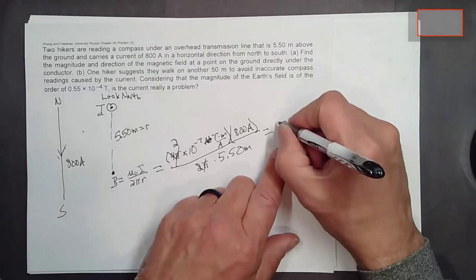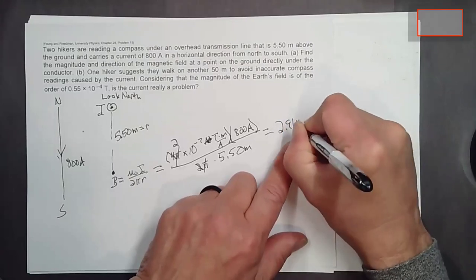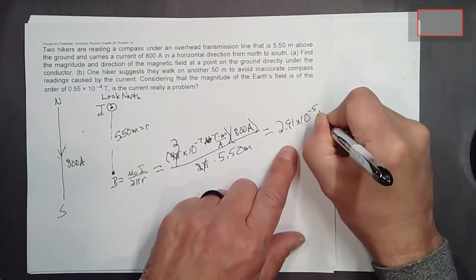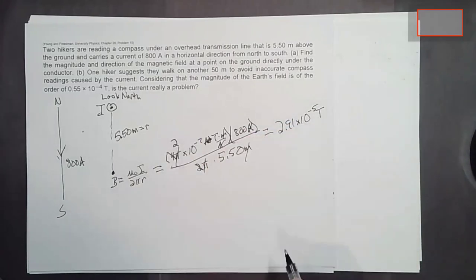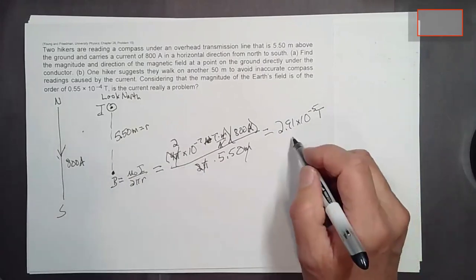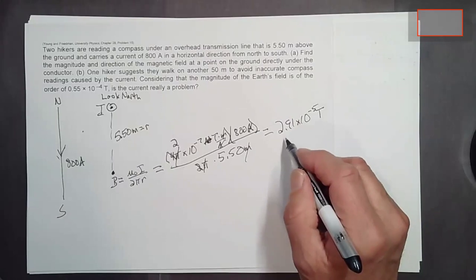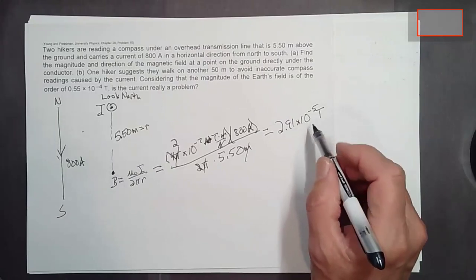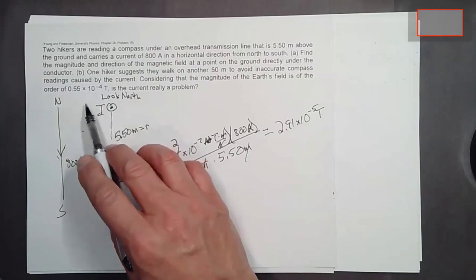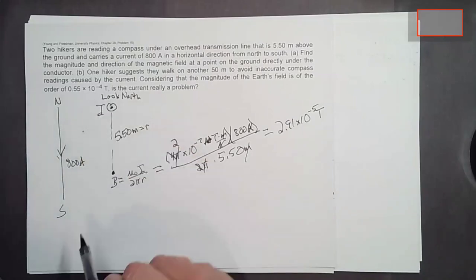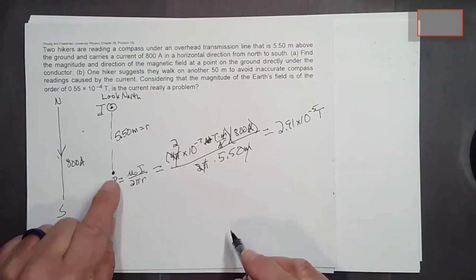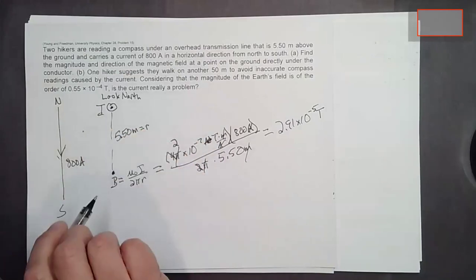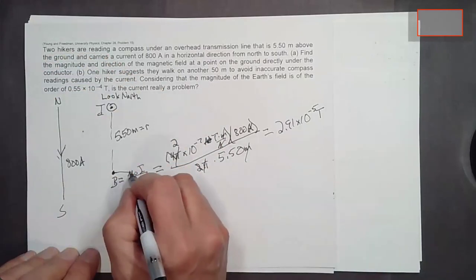And I get 2.91 times 10 to the minus 5th Tesla. Oh, by the way, the meters divide out, the amps divide out, so I do end up with Tesla. Well, that's actually 0.29 times 10 to the minus 4th Tesla. So yeah, the current could be a problem. That might make your compass point. Well, let's see. Magnetic field of this wire, if it's coming out that way, is going to point east again.